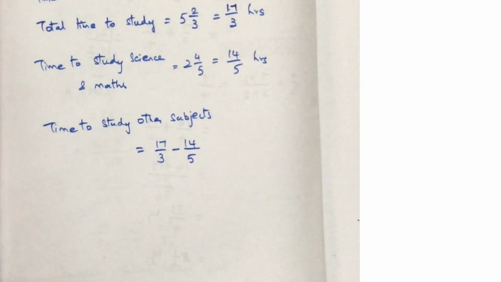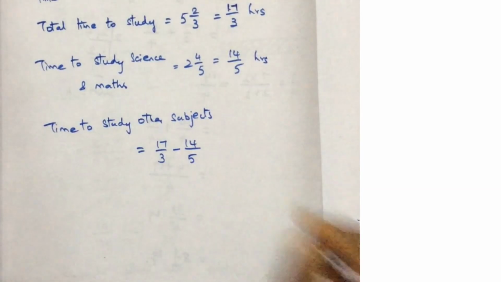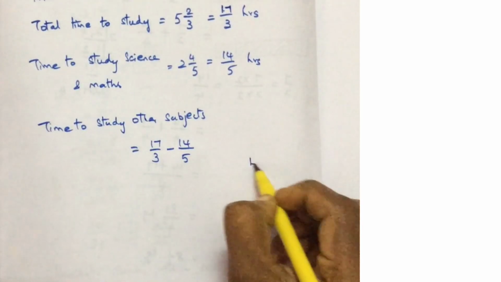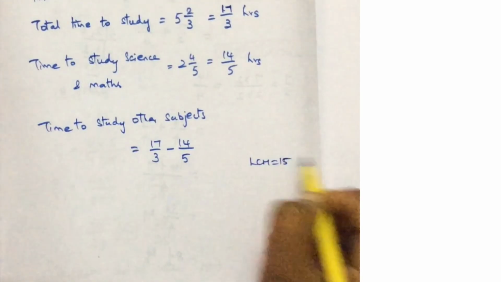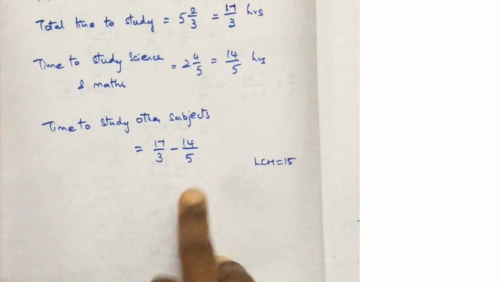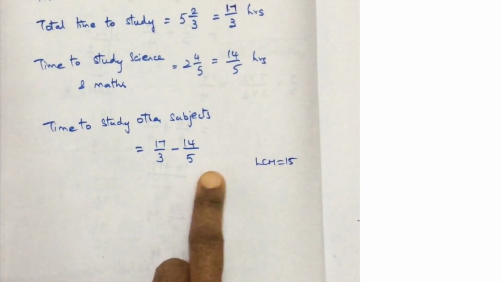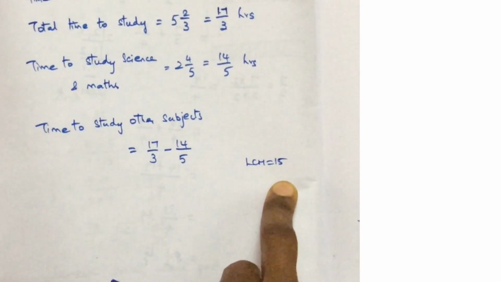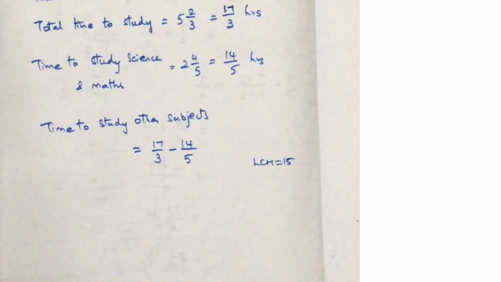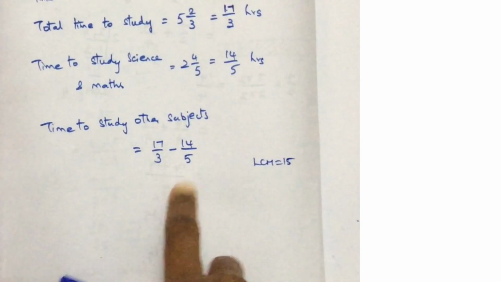Okay. Now, again you see the denominators are different. You have to take LCM. 5 and 3, the LCM is 15. Whenever there is no common factor between these, then you can just multiply. 5 multiplied by 3 is 15. If there is some common factor, you have to do LCM.